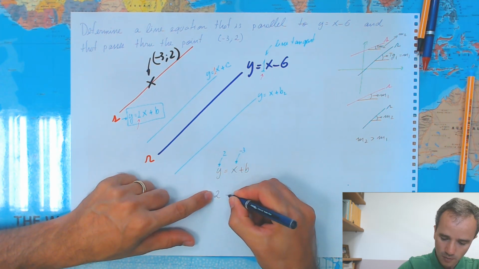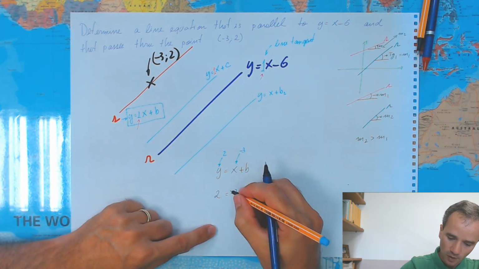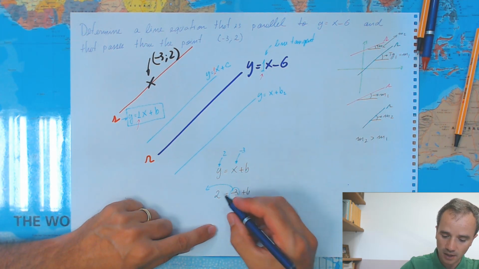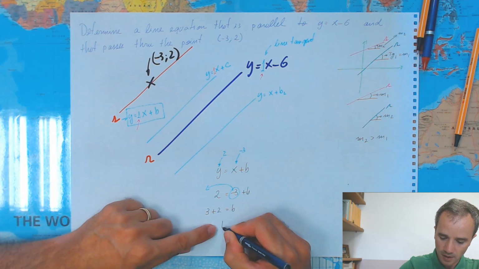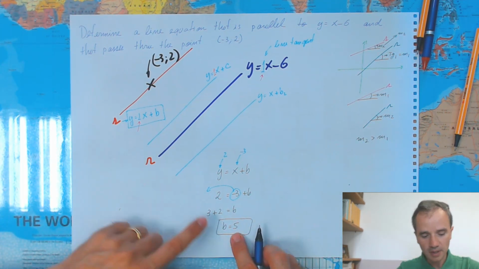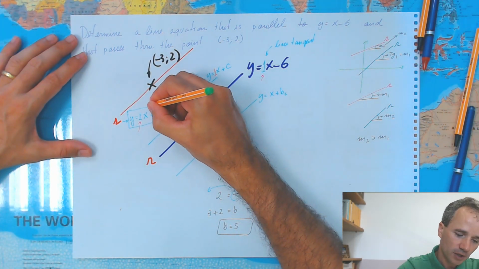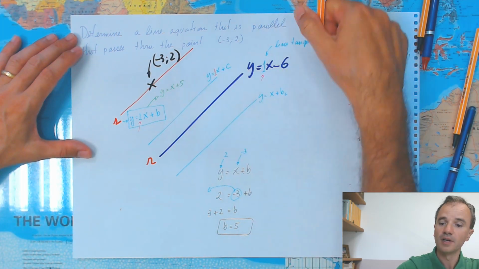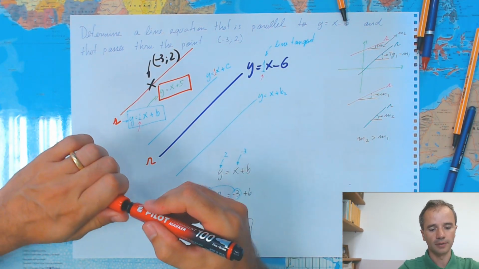So 2 equals -3 plus b. Remember, when we take the 3 and throw it to the other side, it changes the sign. So it's going to be 3 plus 2 equals b. Therefore b equals 5. So we have just determined that b is 5. Therefore our equation is going to be y equals x plus 5, and that's it. That is the equation that we're looking for.